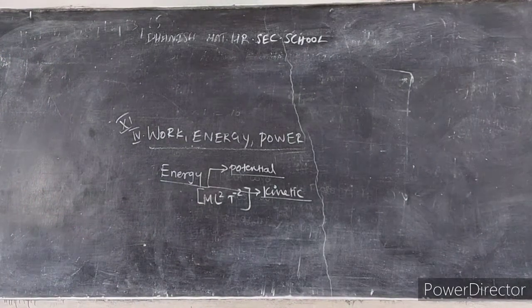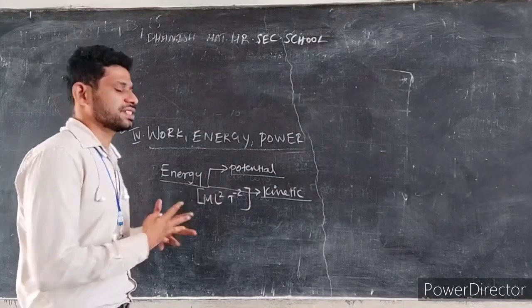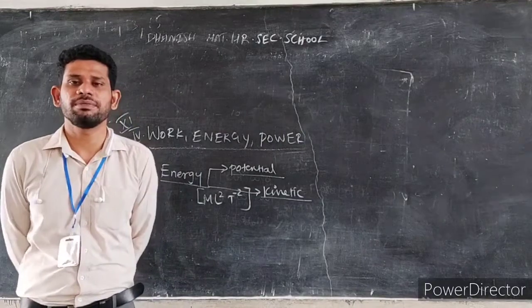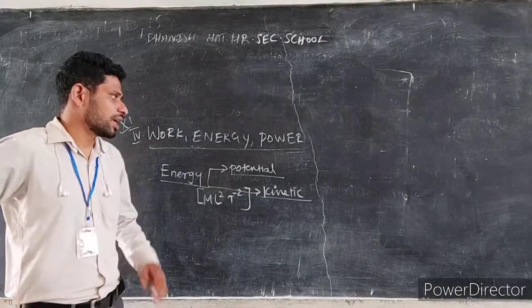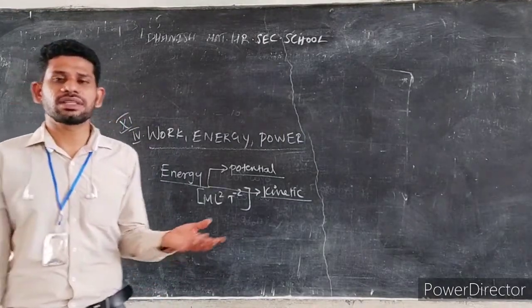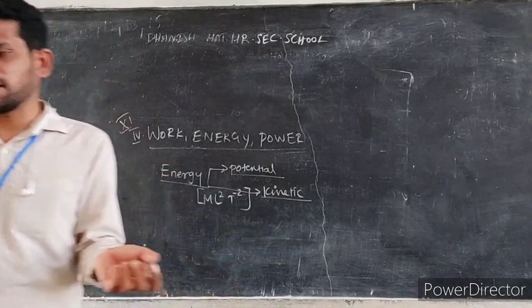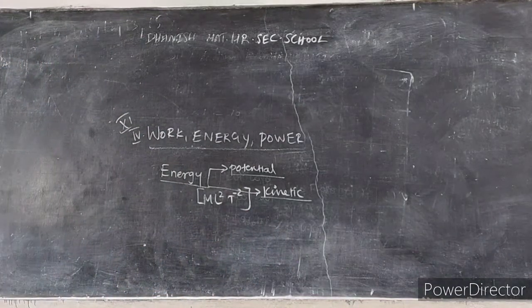When you consider an isolated system, the total energy of the system remains constant. The total energy of the system is nothing but potential energy plus kinetic energy. The SI unit of energy is also Newton meter, or joule.